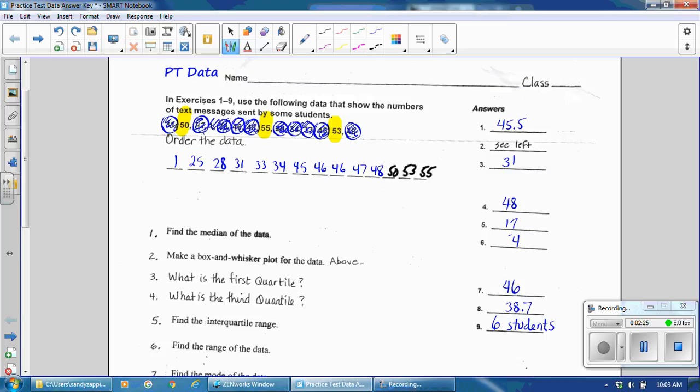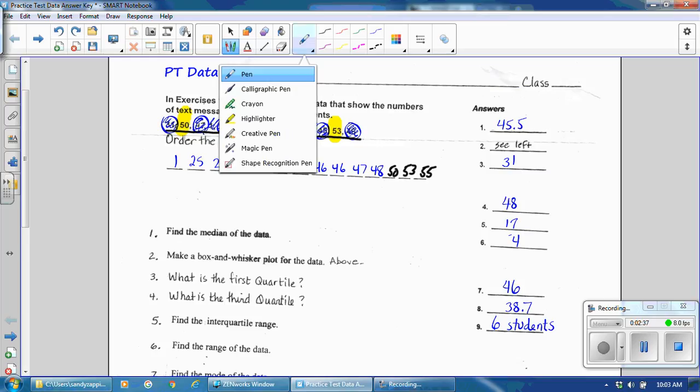If you don't have the spaces already written for you and you want to double check and make sure you use all the data, count the numbers in the original set of data and count the numbers in your ordered set and make sure it matches.